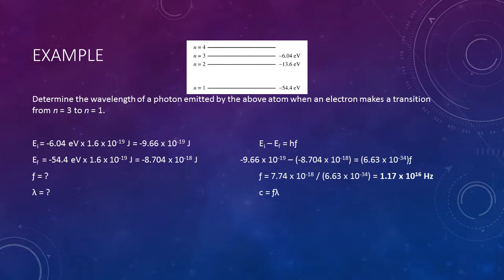Planck's constant is 6.63 times 10 to the negative 34. I do my subtraction and I get 7.74 times 10 to the negative 18th. I divide by Planck's constant and I find my frequency is in fact 1.17 times 10 to the 16th hertz. From here, I can plug into my next equation to solve for my wavelength. And in doing so, I get 2.56 times 10 to the negative 8th meters.